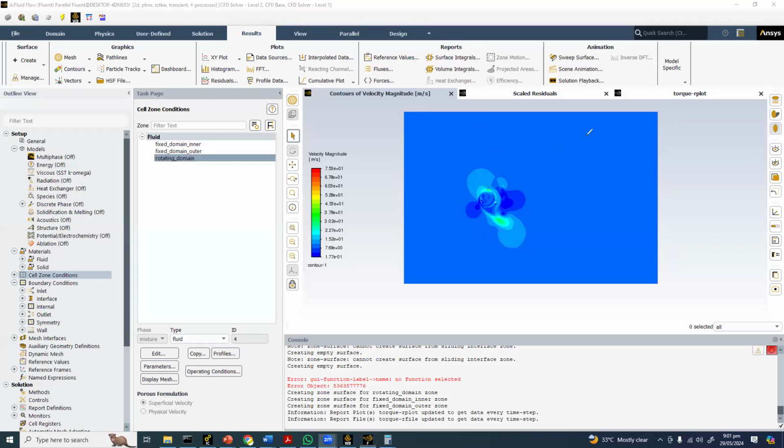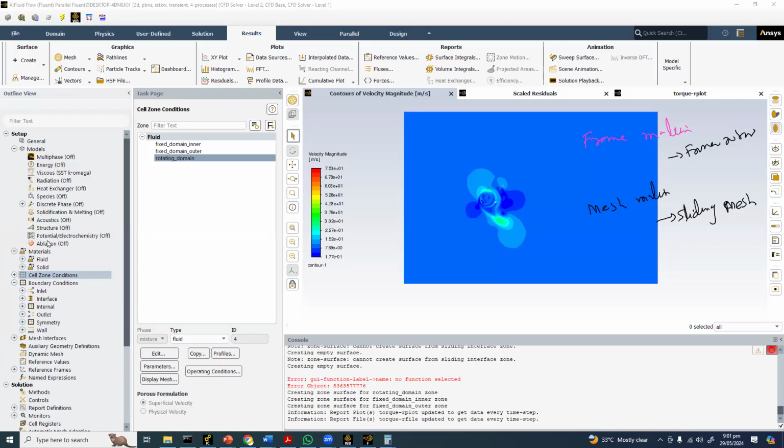So generally speaking, what they call them in the literature, I will tell you. The frame motion, they call that the frozen rotor. And the mesh motion is a sliding mesh, because the mesh is sliding over the second mesh. So that's why this is called the sliding mesh.